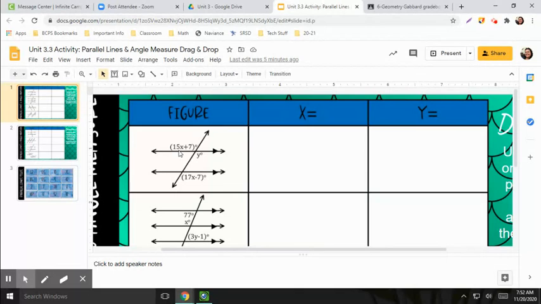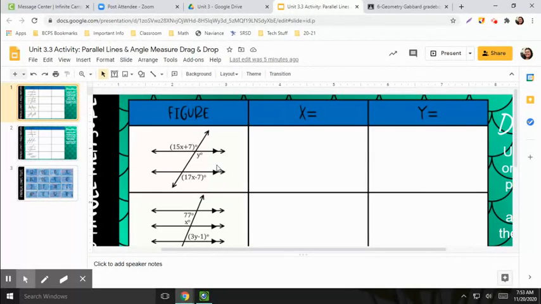So what is our next step? Well, to be able to solve, we have to remember our rules. An acute angle plus an acute angle is going to equal an acute angle. An obtuse angle plus an obtuse angle is going to equal an obtuse angle. And if we only have an obtuse angle and an acute angle, we're going to add those two together and set those equal to 180.